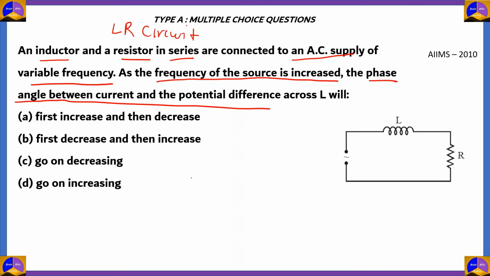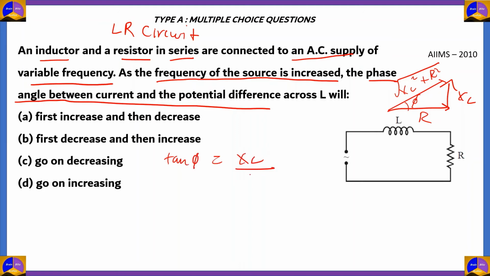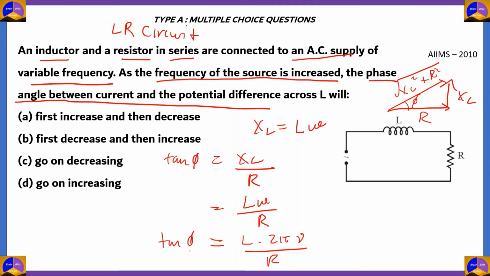So how do we solve this question? We again use that ratio. We had XL, we had resistance. The value for impedance is XL square plus R square under root. So if we have a phase difference phi here, then the value of tan phi is equal to XL divided by R. Once again, the formula for XL is L omega. So L omega divided by R. And the value for omega is 2 pi nu. This is for tan phi.